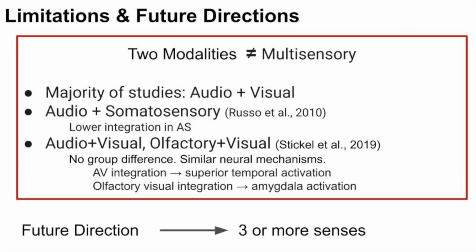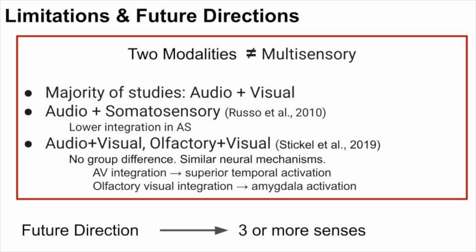Most autism studies seem to have looked at just audio and visual. I found one on audio and somatosensory, which showed lower integration in autism, and another on olfactory and visual which showed no group differences. How can we test 3 or more modalities? Can we do this in animal models? As you can see from my sensory experience, there is a lot of senses involved.